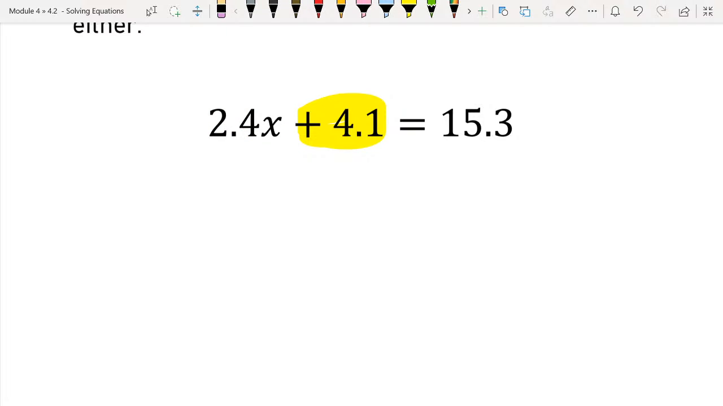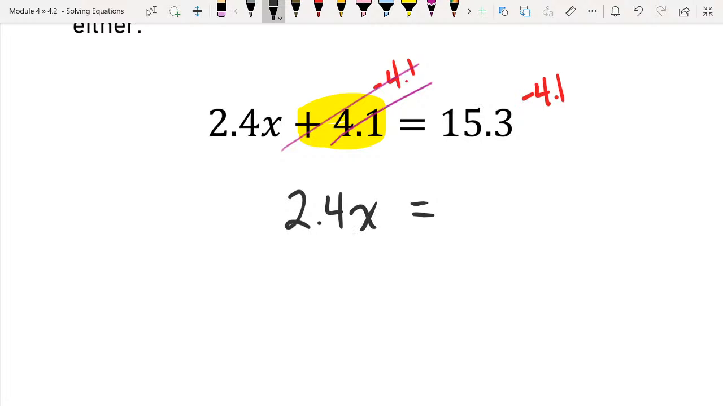So I'm not going to worry about that 2.4 yet. We're going to deal with plus 4.1. And the opposite of adding 4.1 is subtracting 4.1. And what we do on one side, we got to do the other. And so we'll just take that. These operations cancel each other out. That's why we did them. They're the opposite of each other. And so we'll put our equal sign here, and we can say 2.4x is equal to 15.3 minus 4.1, whatever that is.